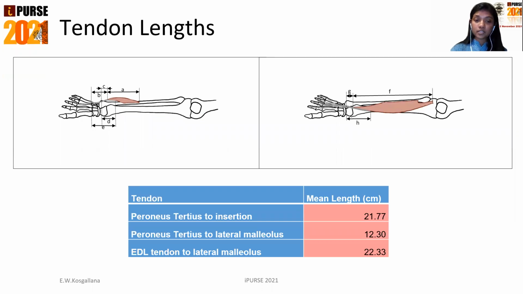The length of the Peroneus Tertius tendon after its insertion was 21.77 centimeters. For the tendon length of Extensor Digitorum Longus, we took a fixed point, as it divides into four tendons and does not have a specific point of insertion. So this is the lateral malleolus, which is a prominence of the fibular bone, shown here. For comparison, we took the length of Peroneus Tertius up to the lateral malleolus as well.